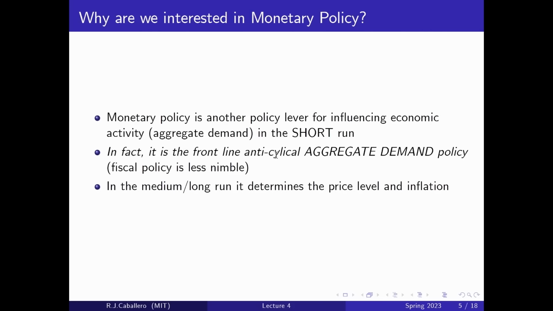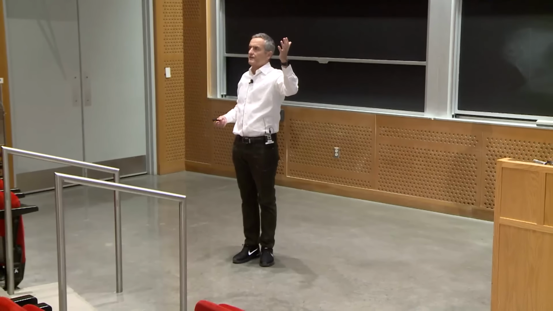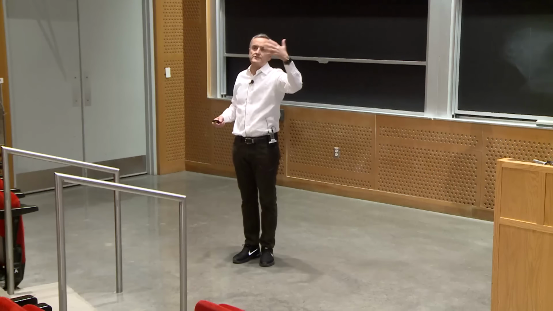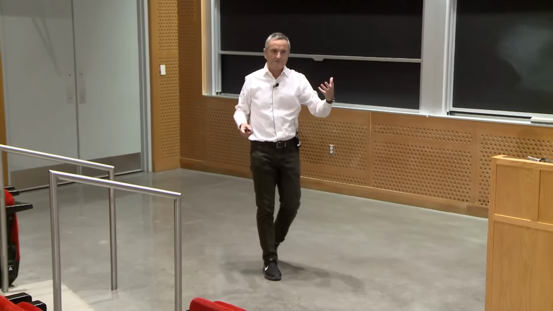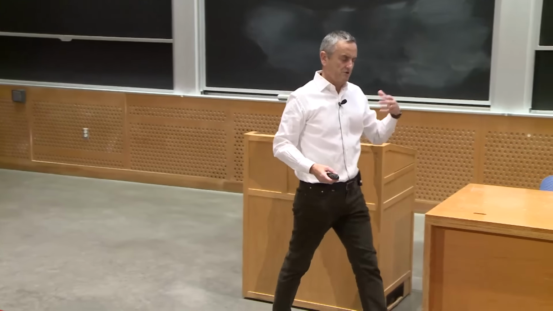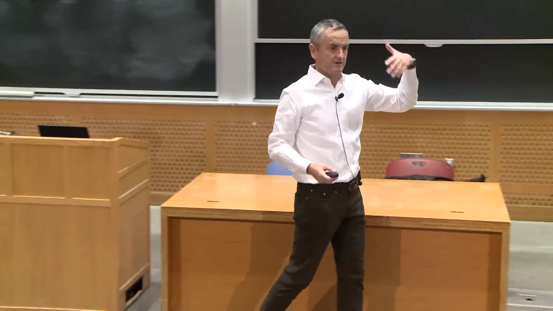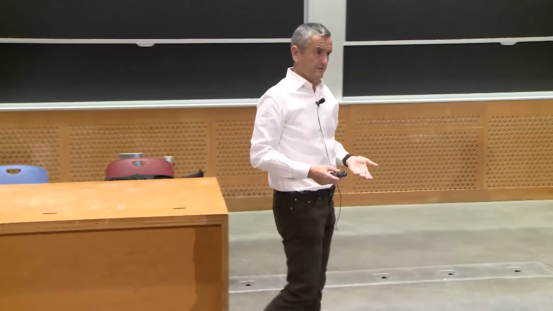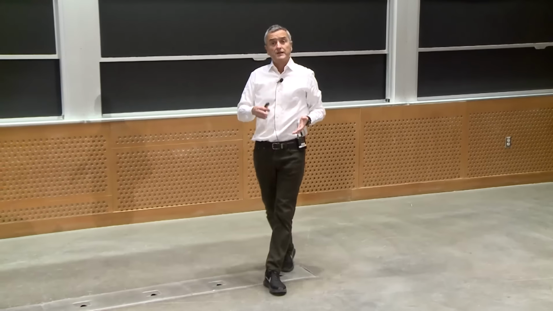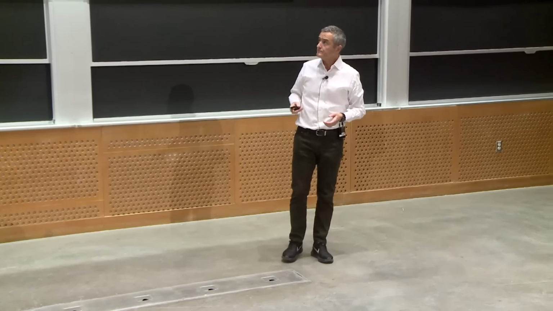Then there are medium and long run issues. Fiscal policy still affects equilibrium output in the medium and long run. Monetary policy is much less effective at that. It's very difficult to change equilibrium growth or things like that with monetary policy. It's only pretty minor. Most of the impact of monetary policy in the medium and long run is really on the price level and inflation, more than on real activity. But in the short run, it's very powerful for reasons that we're going to discuss in this and the next lecture.